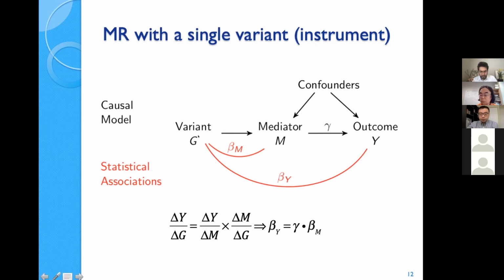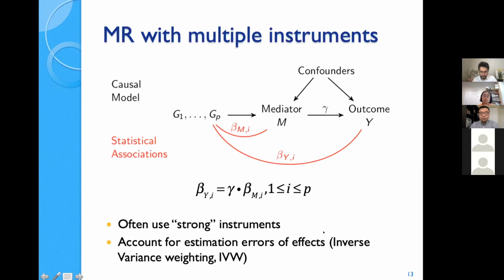The whole point is if you have a variant that perturbs M, then you can measure the association of G to M and G to Y, and you take a ratio, you get a causal effect, right? So it's extremely simple. So this regime can be generalized. Sometimes it's easy to use multiple variants. These variants are called instruments.